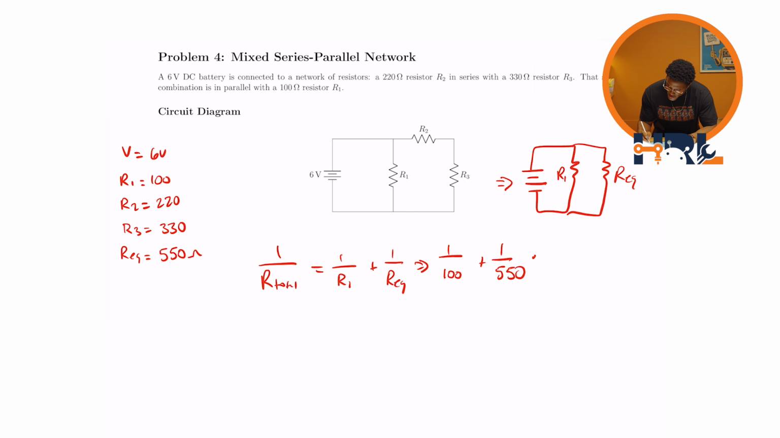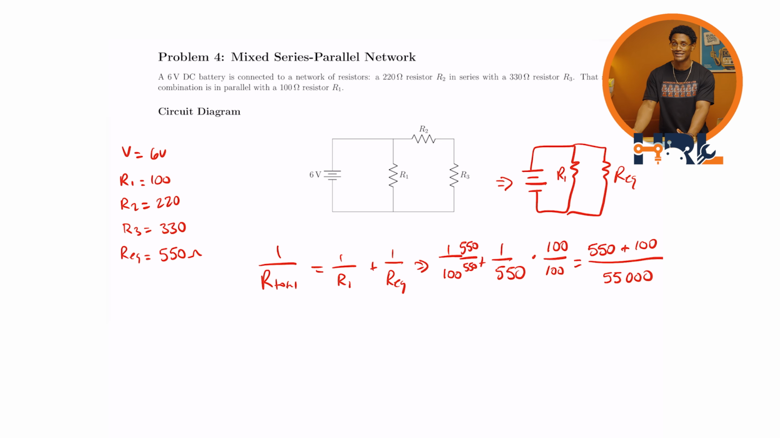So in this instance, I'll multiply 100 over 100 to the 1 over 550 side, and then 550 over 550 to the 1 over 100 side. And that'll make it such that they have the same numerator. So now we have 550 plus 100 over 55,000. There we go. Very nice.